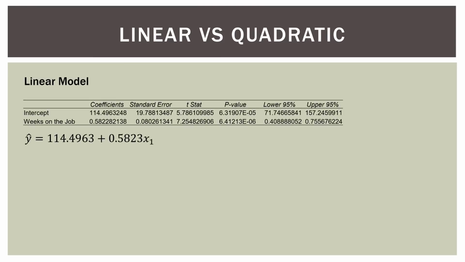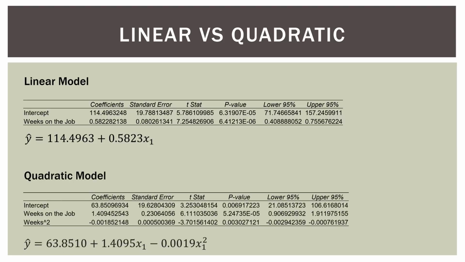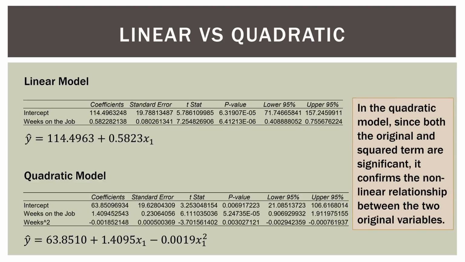So what about the intercept and the regression lines? Here's our linear model, and here we have the quadratic model. Again, we just create the regression equation like we would any other time, with the coefficients and the intercepts. In the quadratic model, since both the original and squared terms are significant, it confirms the nonlinear relationship between the two variables. The fact that weeks on the job squared is significant indicates that this is a nonlinear model.